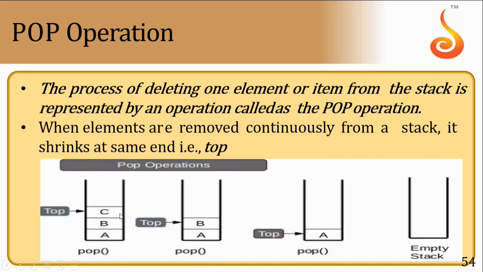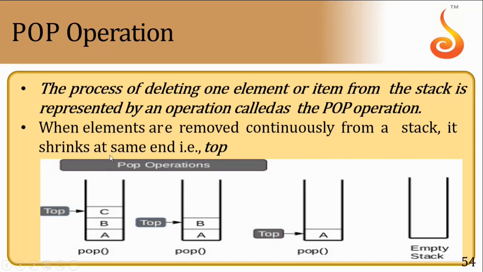Once C goes out, the next element which will go out is B. So top would be pointing to B. Once B is popped out, it goes to A. There is only one element. You can see the size is shrinking, right? It is going down. And then once you push in, it expands.